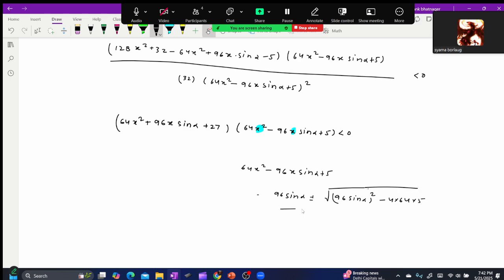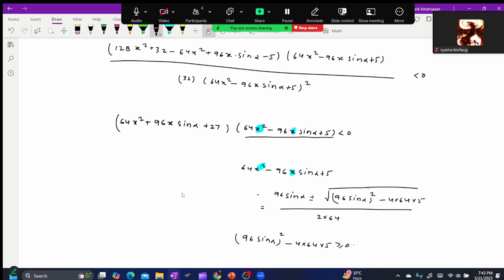You missed an x, sir. 96x, sir. No. X is a part of the equation of x square, no? See, what I will be using here, since this is less than 0, what condition I should have, that this 96 sin alpha whole square minus 4 into 64 into 5 has to be greater than or equal to 0 for the roots of this to be real.